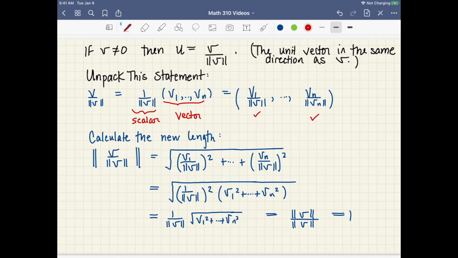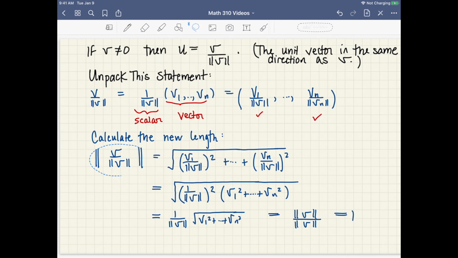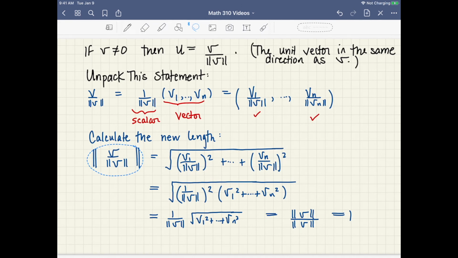So let's calculate the length of this new vector by applying the length formula. We're now going to look at the length of v divided by its own norm. Just by following the formula, we see that this ought to be the square root of the first entry, which comes from here, squared, plus the second entry squared, and so on and so forth, all inside the square root. And then use a little bit of algebra to rewrite things. Every single entry has a 1 over the length of v being squared, so you can pull that out of the sum of v1 squared plus v2 squared, and out through vn squared.